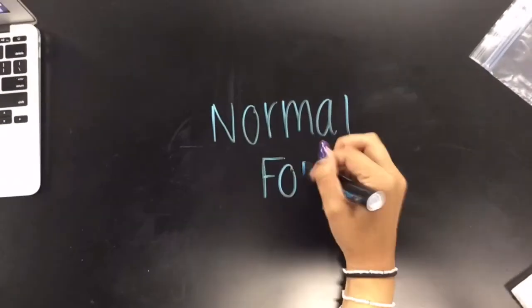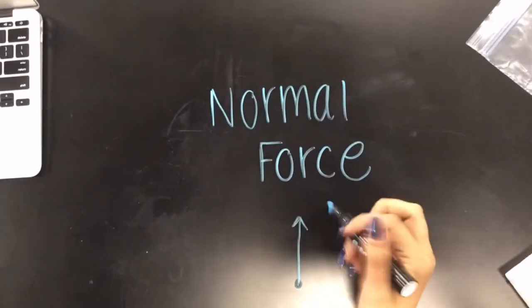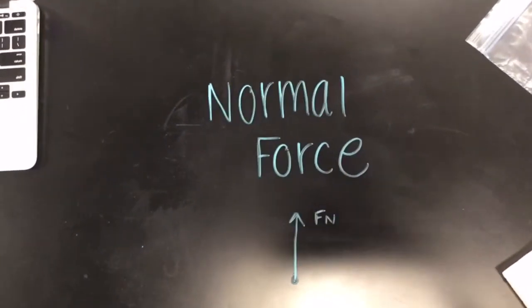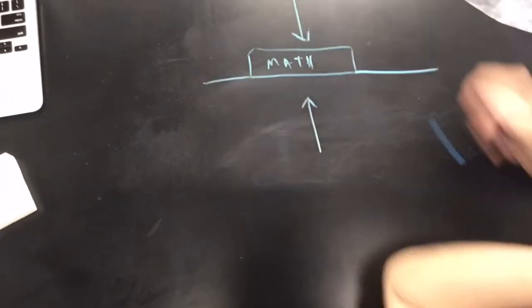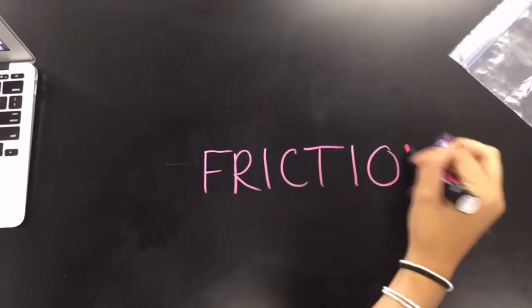Normal force is always present when something is resting on a surface. If a book is resting on the desk, then the desk is making an upward force on the book. Remember, the normal force is always perpendicular to the surface.